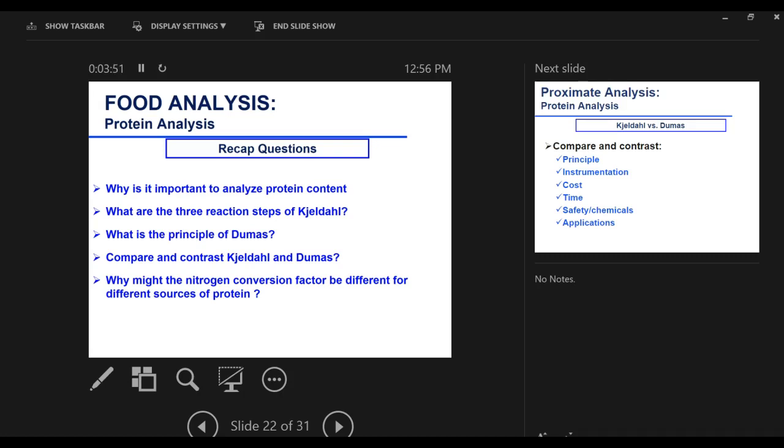That's the beginning. I'm going to come back to comparing and contrasting. But first I want to ask you guys, why might there be different nitrogen conversion factors for different protein sources? We talked about this. Yeah, the bioavailability of different proteins. That's not necessarily the protein conversion factor. That is going to be your protein digestibility, which you're going to talk about coming up.